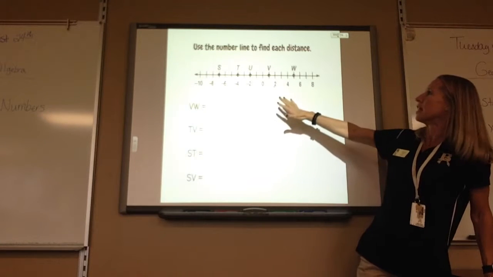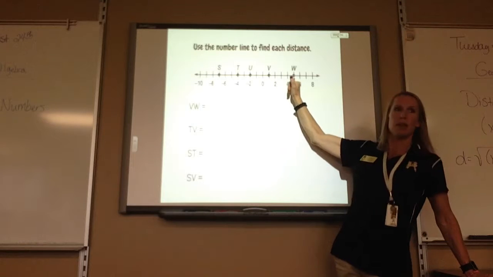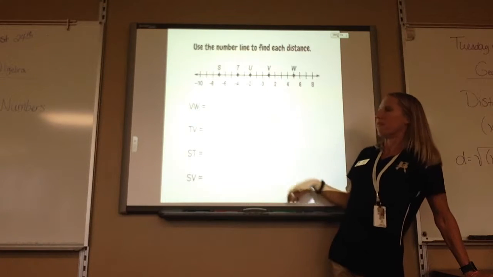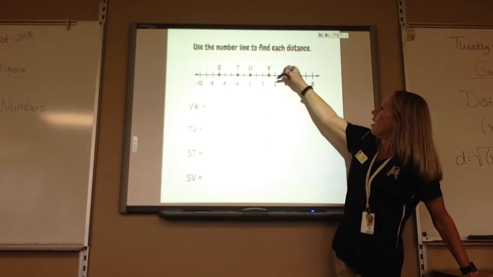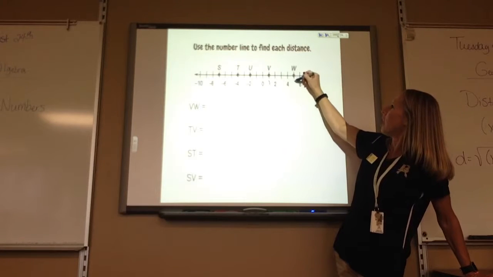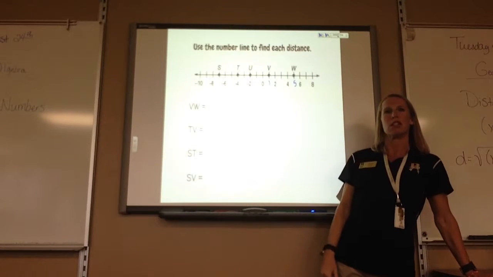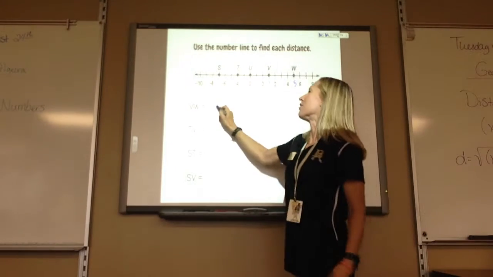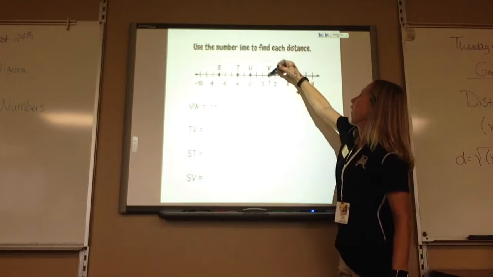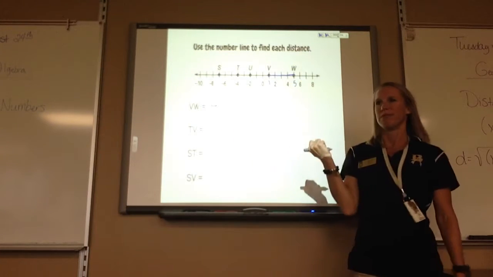If I want to find the distance between B and W, what's the location of point B? 1. What's the location of point W? 5. So if you just subtract the numbers, 4. You could even just count if it's on a number line: 1, 2, 3, 4.